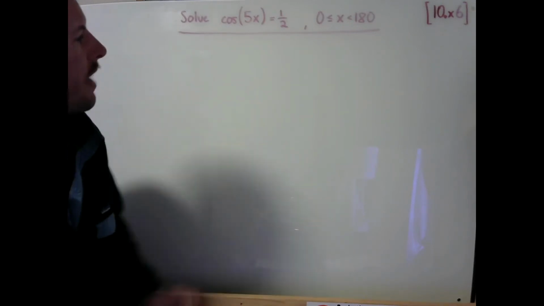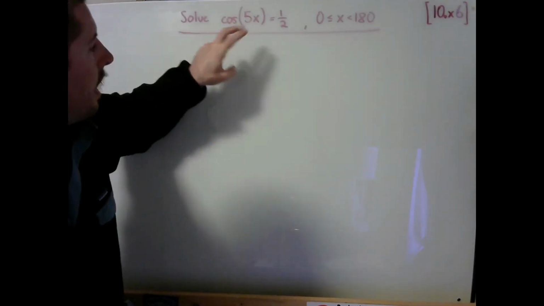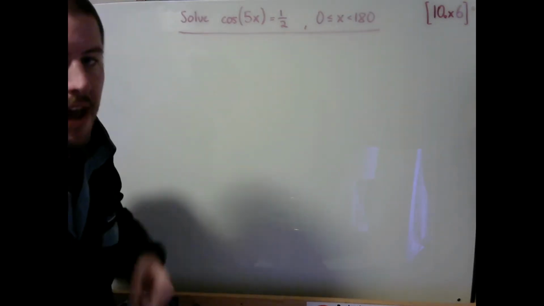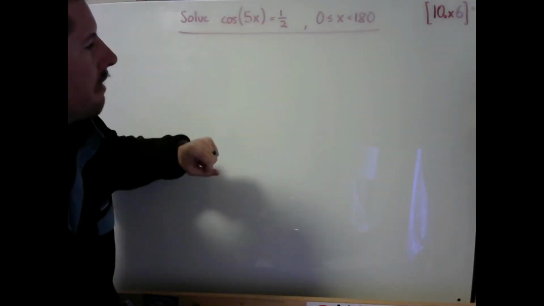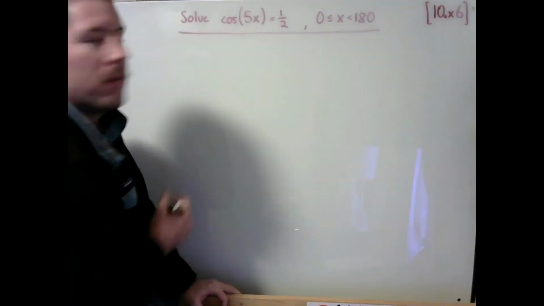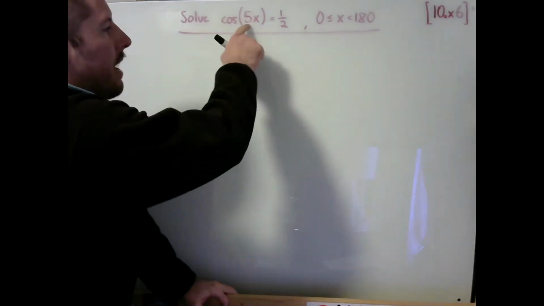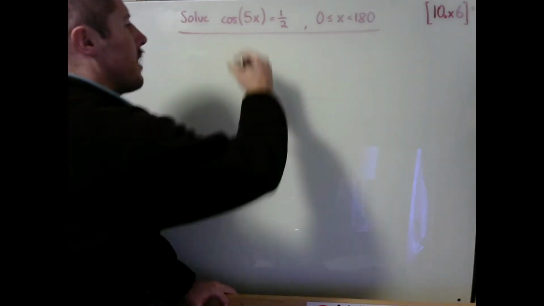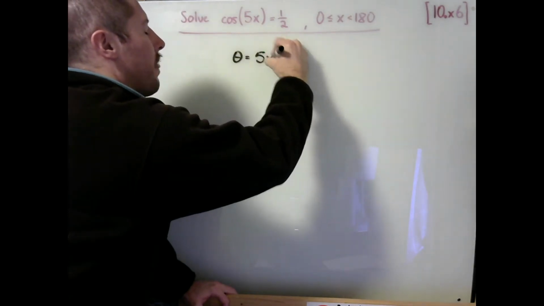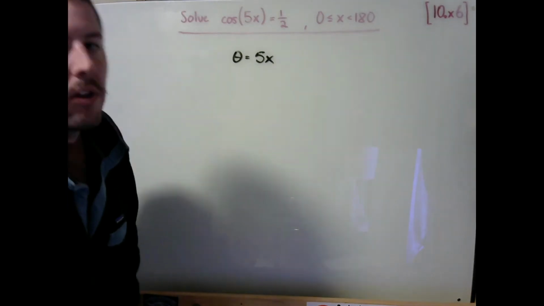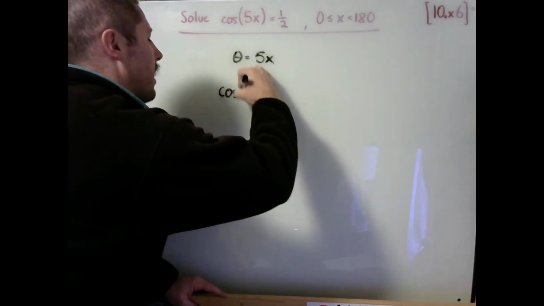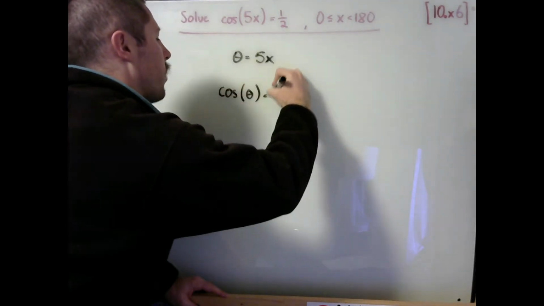In this case, what I'd like to recognize is that we are taking the cosine of some angle. 5x is the angle, not just x. 5x is the angle that we are applying the cosine function to get an output of 1/2. So I'm going to change variables. I'm going to create a new variable, theta, and theta is going to be the angle, 5x. This is going to allow me to rewrite our equation as cosine of theta equals 1/2.